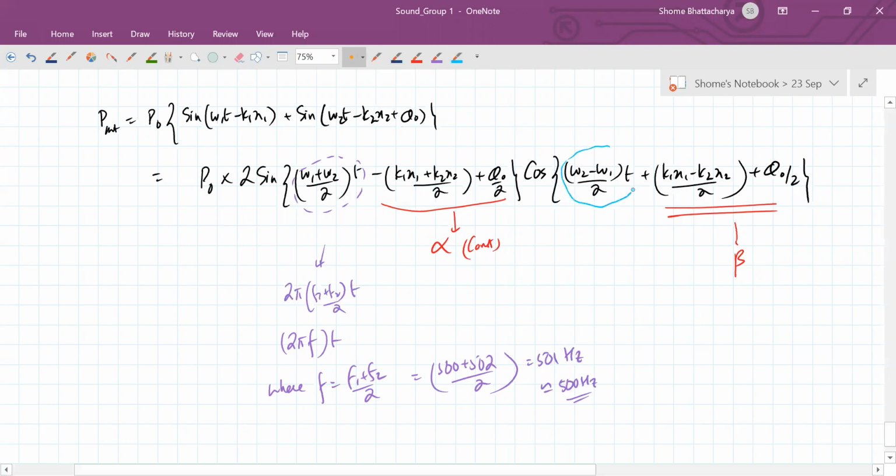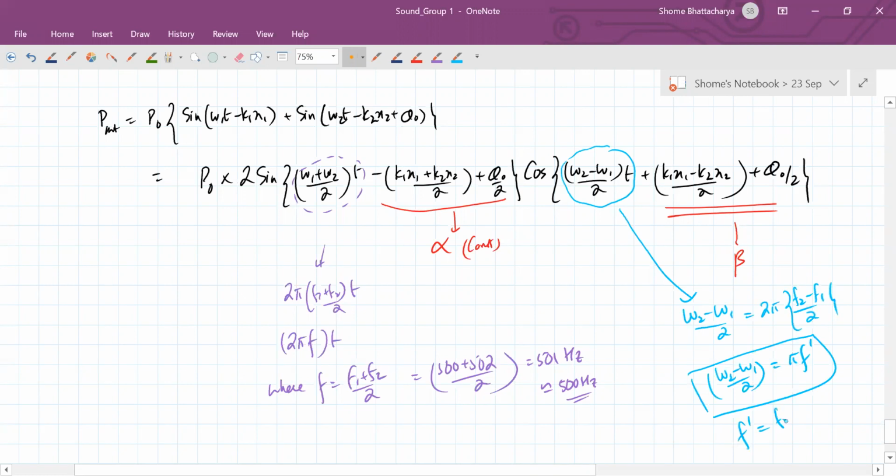Okay, but this term is the important term. This is a slowly varying term. It is pi into f prime, where f prime is the difference of the two. f prime is f2 minus f1, in this case 2 hertz. Now a particular example.